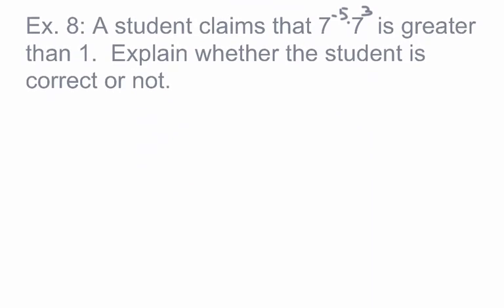Final problem, final example. It says a student claims that 7 to the negative 5th times 7 cubed is greater than 1. Explain whether the student is correct or not. All right. So, in order to help us explain whether the student is correct or not, we should go ahead and actually solve or simplify that expression.